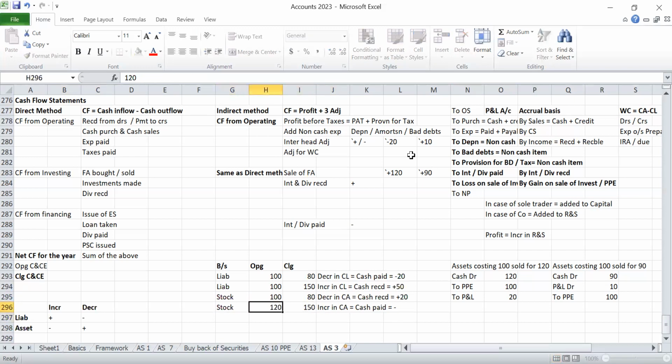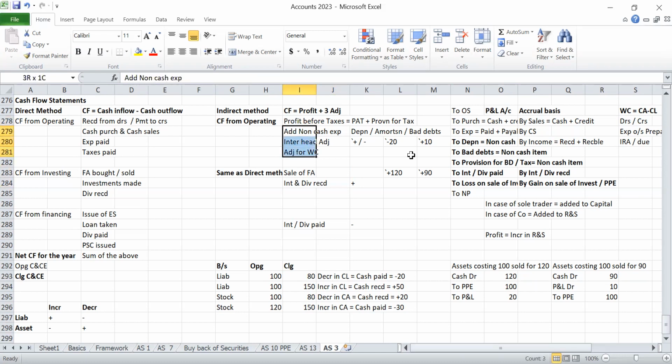Stock itself I am taking. Stock 120 is becoming 150. Means 30 stock you have purchased. Then only stock will increase. So if you purchase stock, cash will be paid. So minus 30. So this adjustment you should do for working capital.